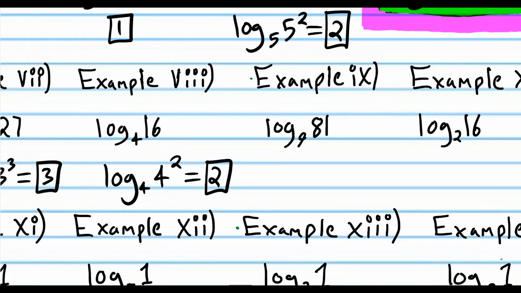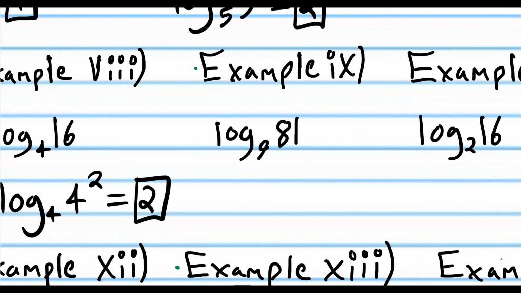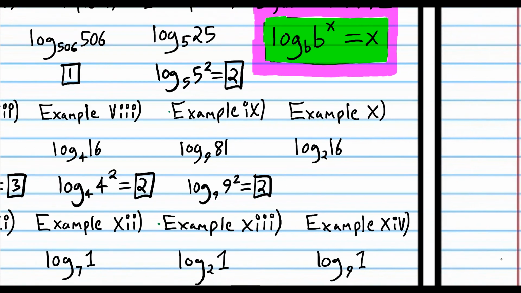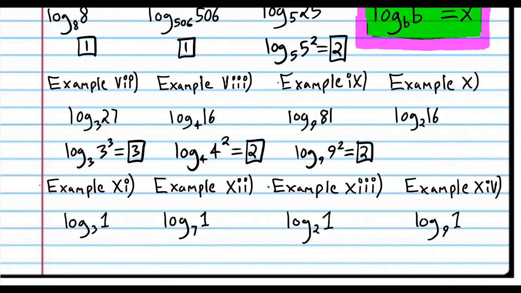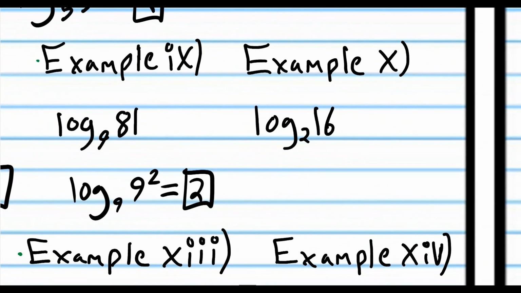All right, we're back. So we're going to change 81 so that it has a base of 9, because now these bases are the same, and the value is just whatever that exponent is. And there you go. So if you got that one right, good job. So we're going to change 16 so that it has a base of 2. So 16 is 2 to the 4th power. Now these numbers are the same, and the value of the logarithm is just going to be whatever that exponent is.